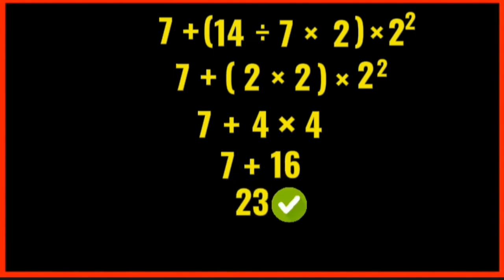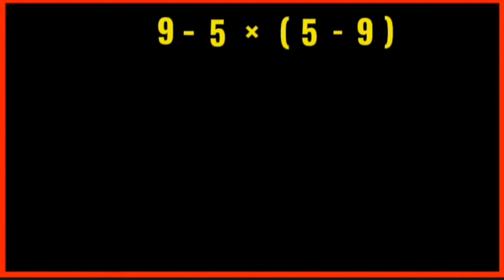Finally, let's solve one last question together. What is 9 minus 5 multiplied by open parentheses 5 minus 9 close parentheses? Many people first subtract 9 minus 5 and get 4, then continue incorrectly. But that is wrong. Correctly, we start inside the parentheses.